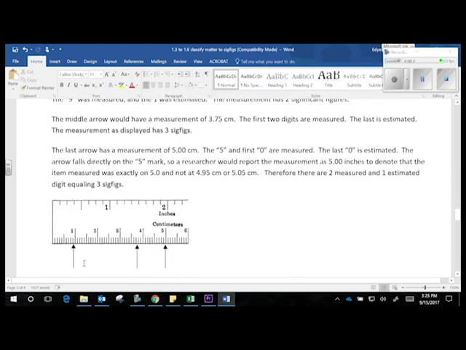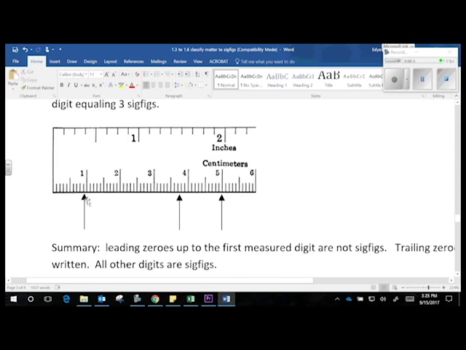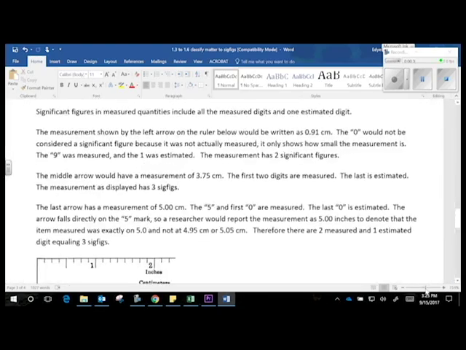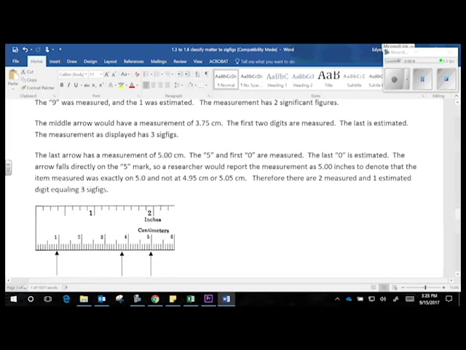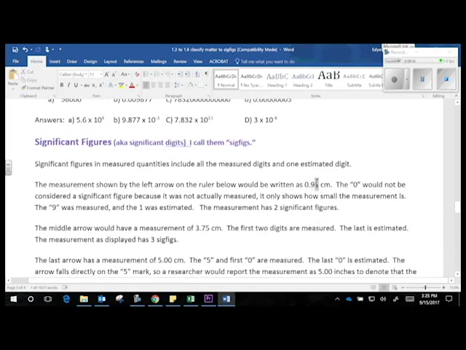So we're going to look at this first arrow, and you should notice that the arrow is very slightly to the right of the 0.9 centimeters. So we would write that as 0.91 centimeters. The 9 is actually measured. We see that we're right near the 0.9, and then we're estimating this one placeholder right here. The 0 is just saying how big or small the measurement is, so the 0 doesn't count as a sig fig. The 9 and the 1 are the significant figures, the 1 measured number and the 1 estimated number.